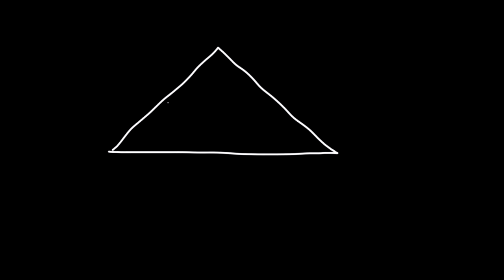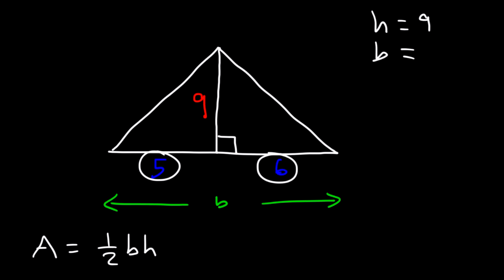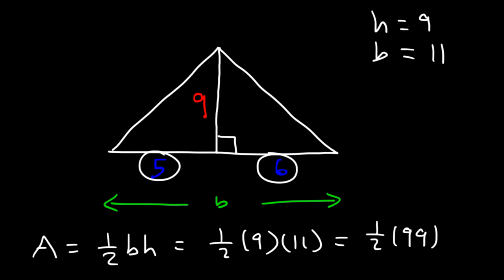Now what if you have a triangle that looks like this? Let's say this is 9, and this is 5, and this is 6. What's the area of the triangle? So for any right triangle, you can use the same formula. It's 1/2 base times height. In this example, the height is 9, but the length of the base is 5 plus 6. The base of the triangle is this entire length, which is 11. So it's going to be 1/2, 9 times 11. 9 times 11 is 99. And half of 100 is 50, so half of 99 is 49.5.